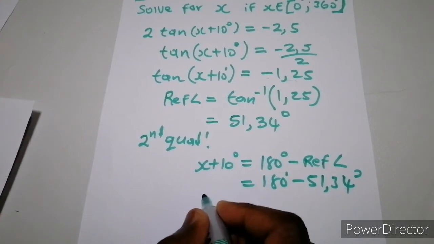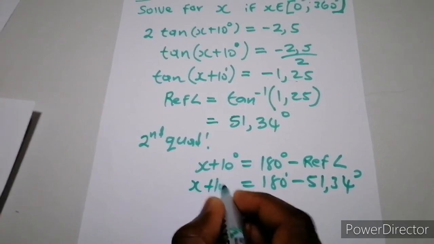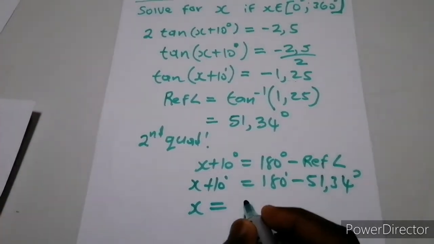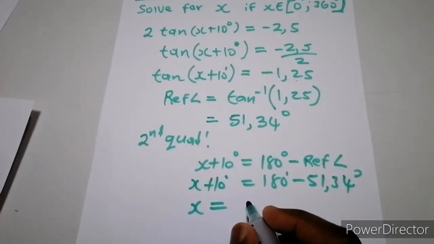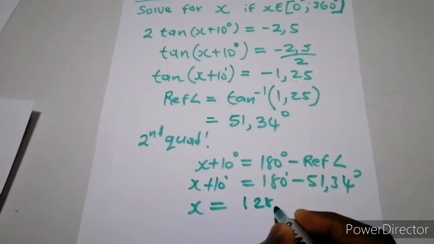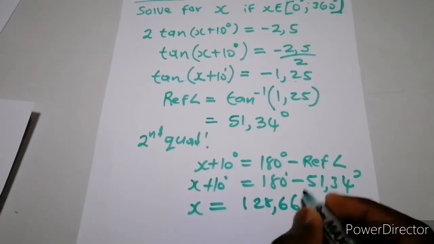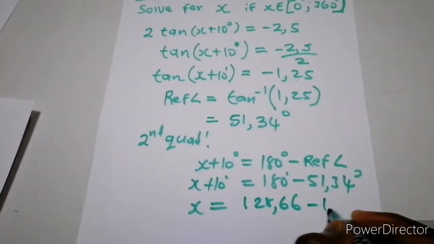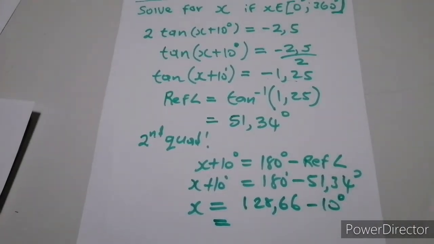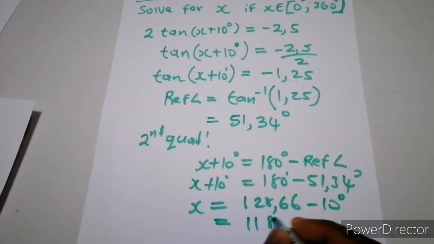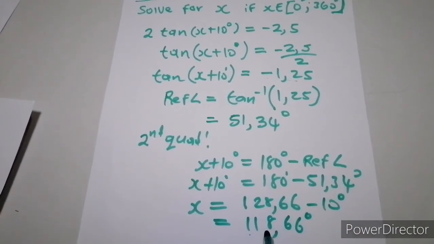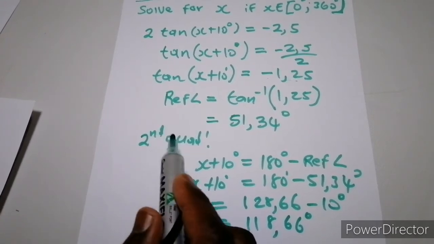Right, when we rearrange, x is equal to 128,66, then minus 10 degrees. The result is 118,66 degrees. That is the angle in the second quadrant.